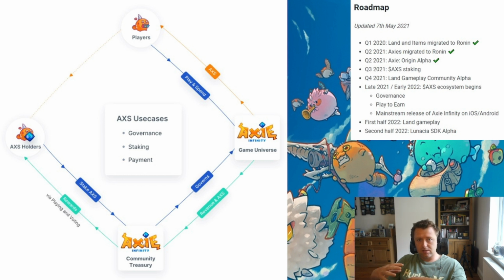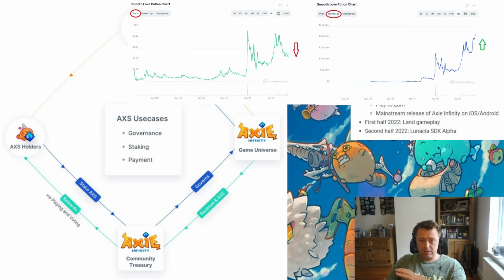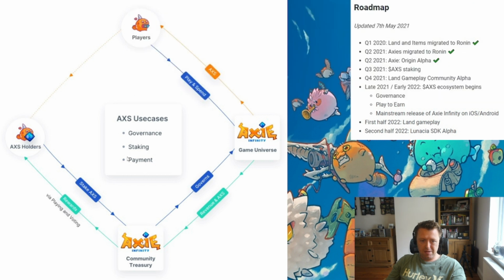So that suppresses to some extent the inflationary nature of it, although there has recently been a large increase in the circulating supply, or I guess the total supply, of the Smooth Love Potion token. So of these use cases, payment, it's really only in terms of breeding so far. Staking doesn't exist yet, and governance doesn't exist yet.